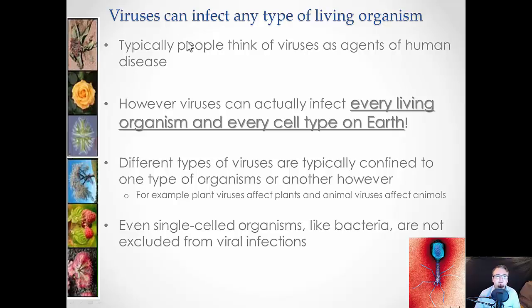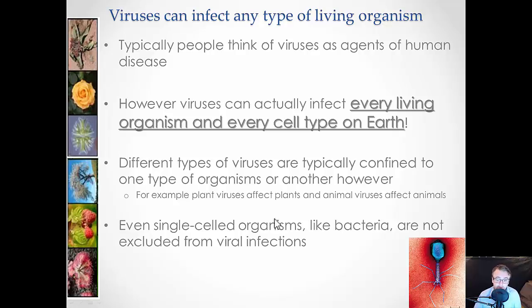Now, another interesting thing about viruses is that we typically think of them as agents of human disease, as that first bullet point indicates. But the truth is, viruses infect every living organism and cell type on Earth. The vast majority are subject to some kind of viral infection. Viruses come in lots of different shapes, forms, sizes, and specificities or preferences for different host cells. So not every organism is susceptible to the same viruses. We have some viruses that infect humans, some that only infect cats, and some that only infect plants.